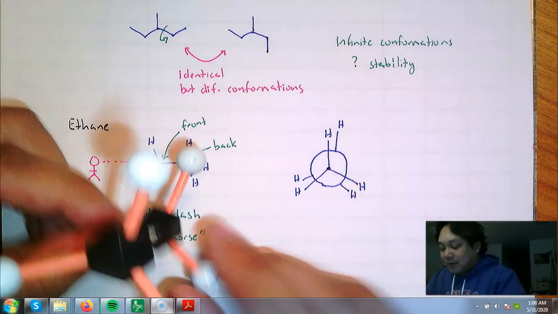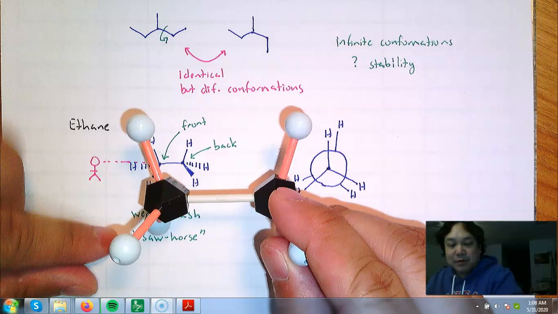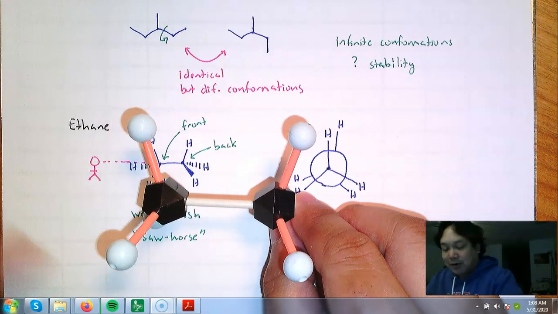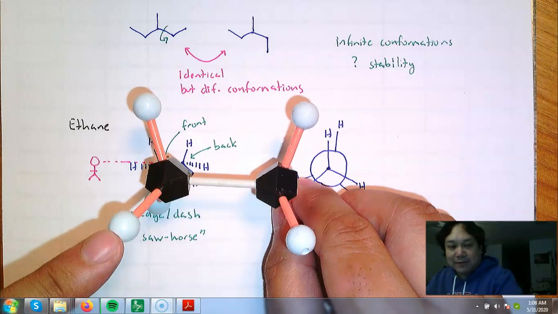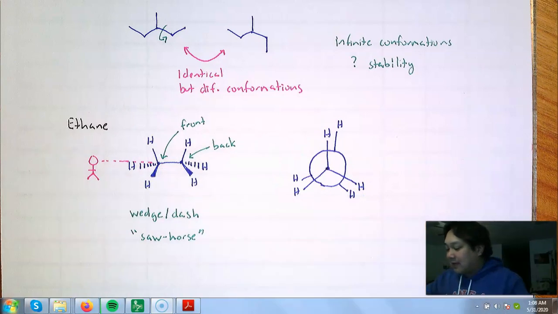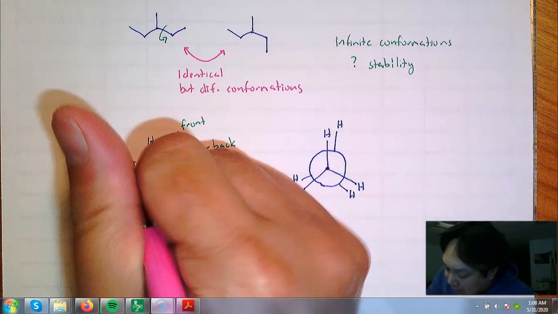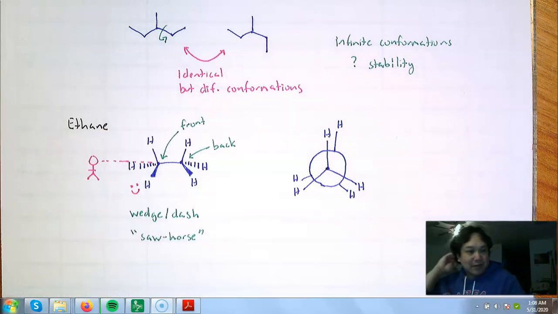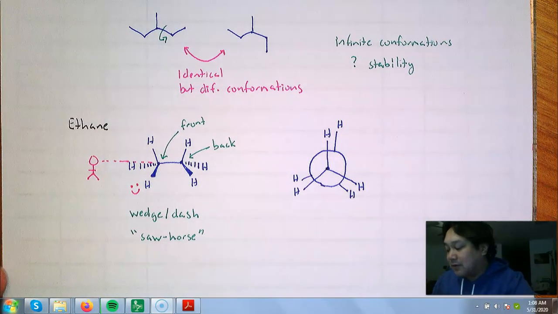let's go back to the Sawhorse perspective. I'm going to point to this hydrogen on the bottom left. That is coming towards us. I'm going to indicate that with maybe a smiley face. My question to all of you is, where's that smiley face? Which hydrogen is it?